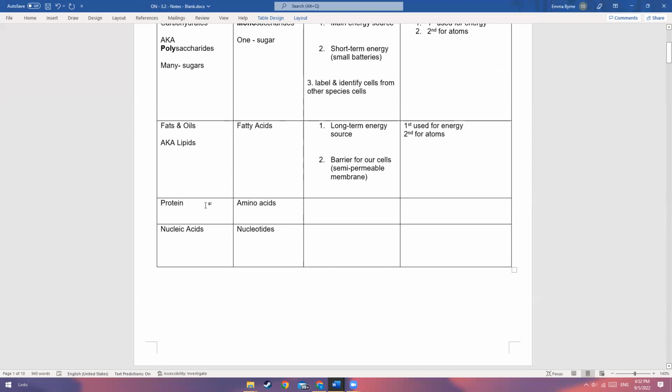Next one is protein, and protein is a little different than carbs and fat in the sense that it's not used primarily as an energy source. So once again, following the same trend, protein is the macromolecule, so it's the large structure. What are the small Lego pieces that are building up to make the protein? Those would be the amino acids.